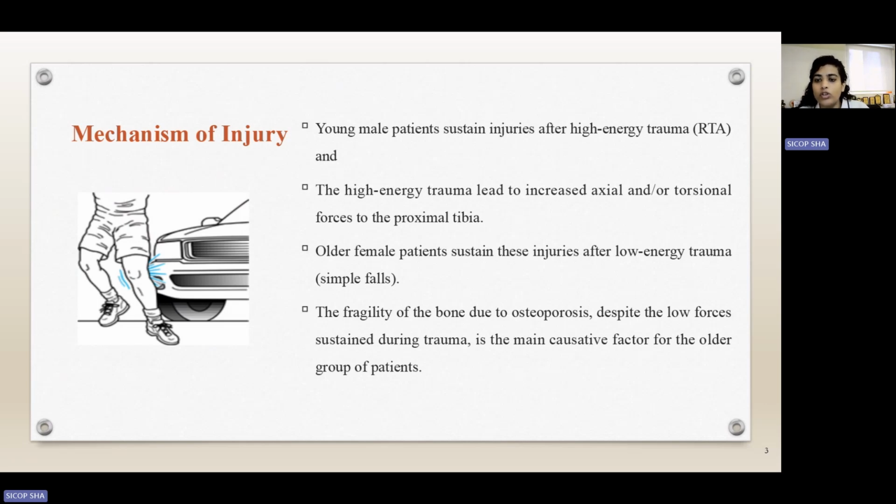The older population usually have this injury because of low energy trauma due to simple falls. As we age, the chances of fragility of bone due to osteoporosis are more. So even a simple fall can lead to fractures in these cases.